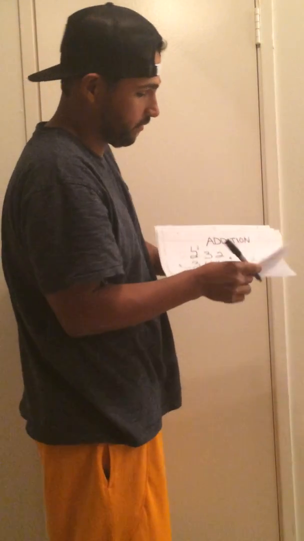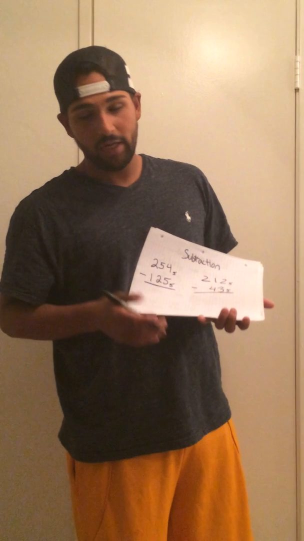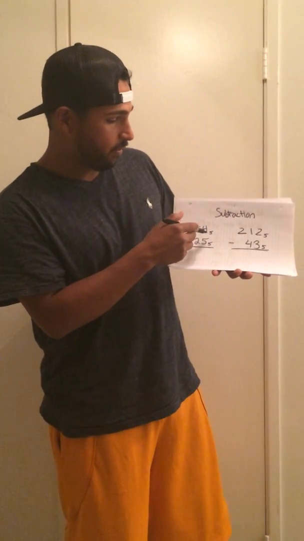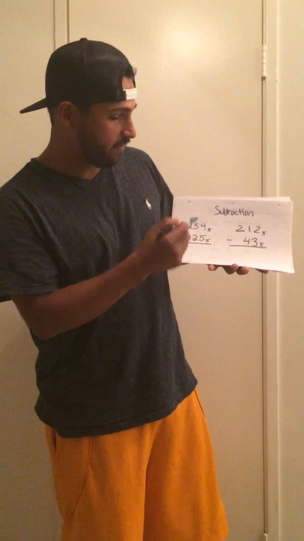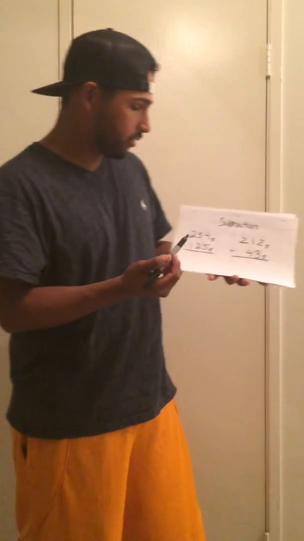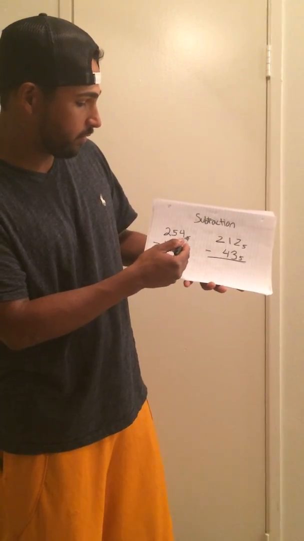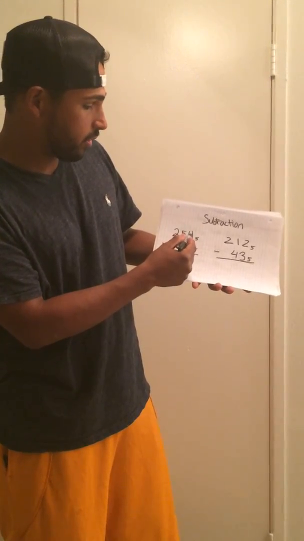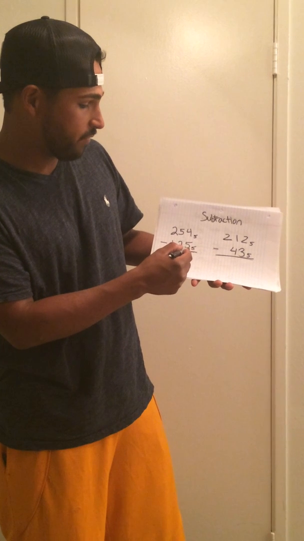Addition in base 5. Now we're going to be talking about subtraction in base 5. Here again, I just pick random numbers. So we have 2, 5, 4 base 5 minus 1, 2, 5 base 5. And of course, normally when you do subtraction, you always start from right to left. So here, you cannot subtract 4 from 5 normally.